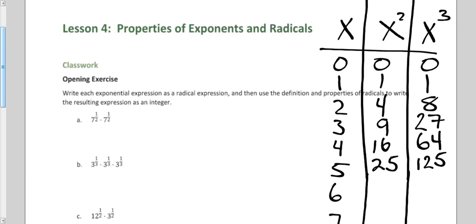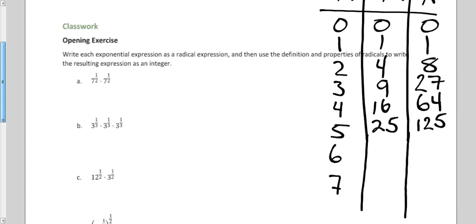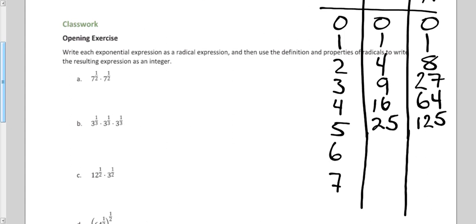Okay. I was looking at the microphone for anybody that can't see me. That's what I was doing.